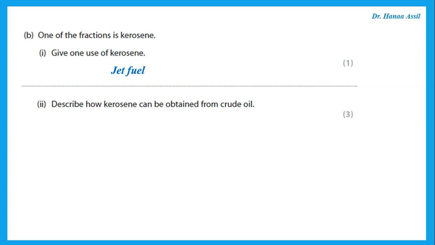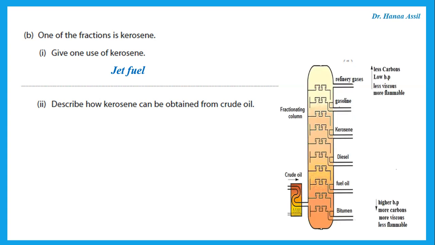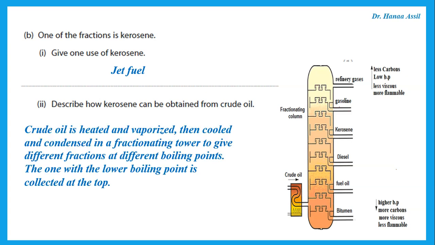Describe how kerosene can be obtained from crude oil. How do we separate the fractions in crude oil? Again, remember, please, the first thing we do is crude oil is heated and vaporized. Then it goes into the fractionating column where it is cooled and condensed to give different fractions at different boiling points. And we said the one on top is the one that has lower boiling point, fewer carbons, more flammable, and so on.